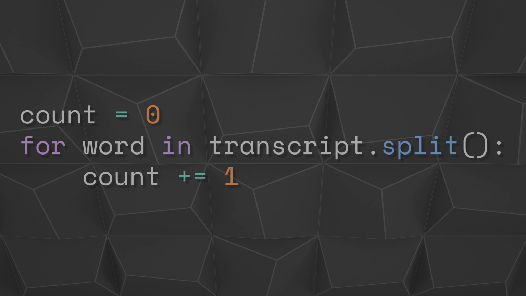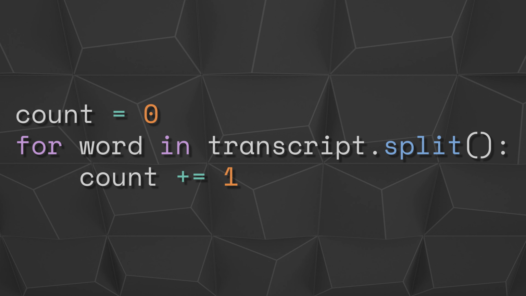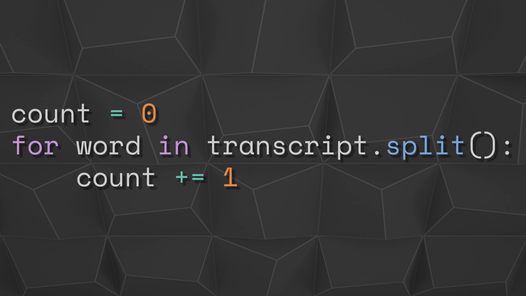For example, maybe we wanted to go through a transcript of one of my videos and count how many words there were. One approach to do this would be to write a loop to iterate through each word and just keep a counter. Loops are one of the most powerful tools in the data scientist's arsenal. They let us quickly iterate through data and manipulate it when necessary.